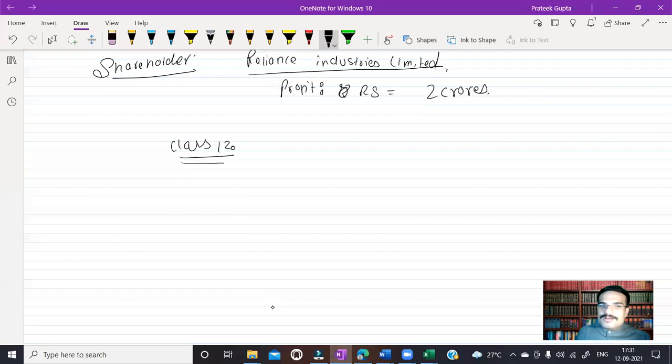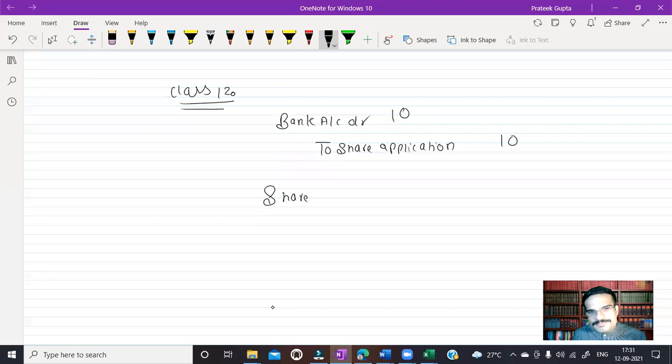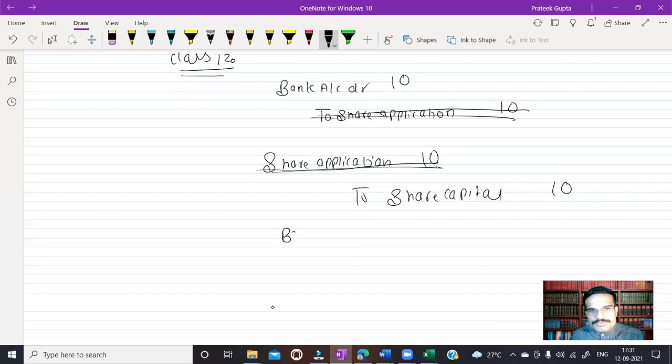Whenever the company received the cash, you used to pass this entry, beta: Bank Account Debit To Share Application, for example 10 rupees and 10 rupees. Thereafter, Share Application To Share Capital, again 10 rupees and 10 rupees. It means, beta, what was debited is credited also. So, sir, this 10 rupees and 10 rupees got cancelled. What was the net effect? Bank Account Debit to, just a second, to Share Capital.